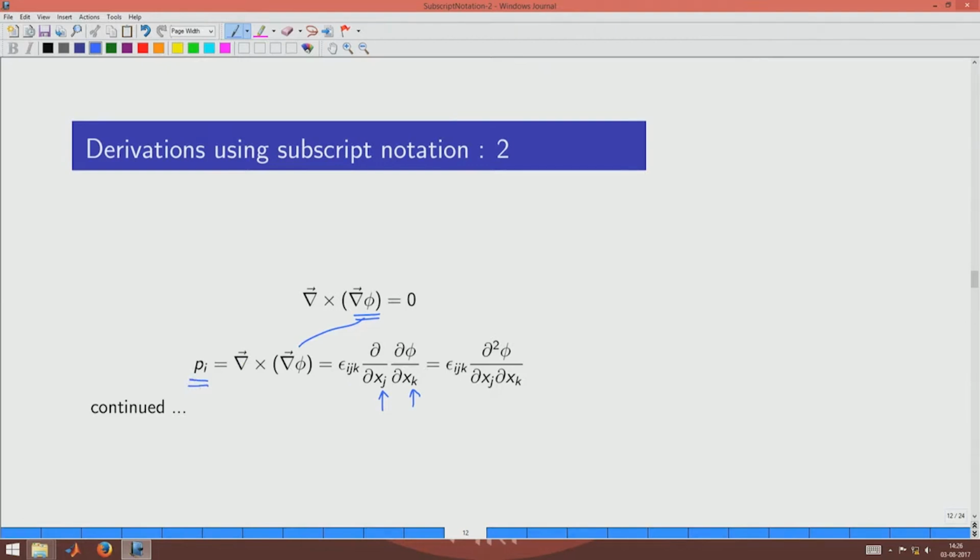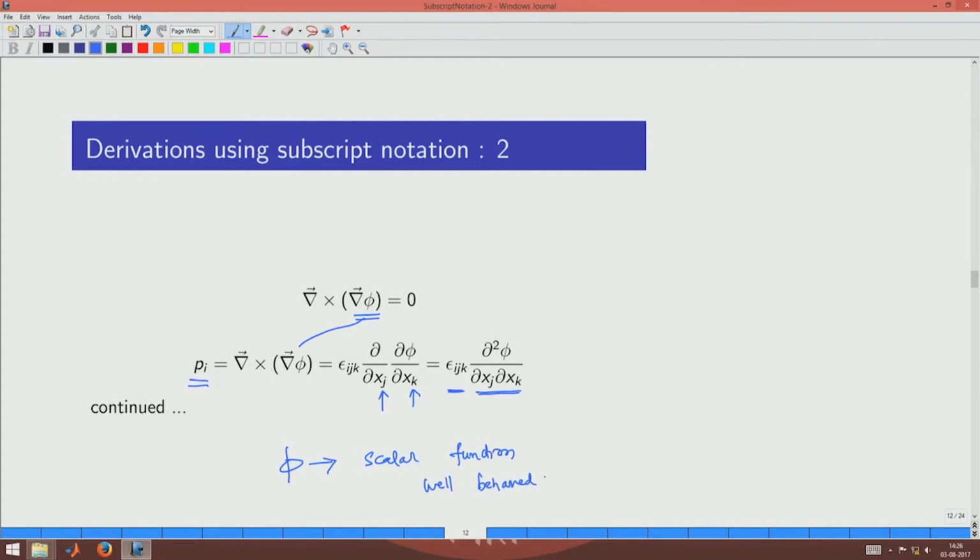But then what happens is that we saw that you have a combination of two terms, one is epsilon_ijk, and the other is dou square phi by dou x_j dou x_k. Now, there is a certain property of differentiation whenever phi is well behaved. Okay. So, we assume that it is a scalar function that is well behaved.